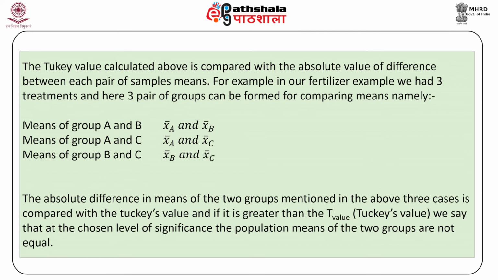The absolute difference in means of the two groups mentioned in the above 3 cases is compared with the Tukey's value, and if it is greater than the T value, which is the Tukey value, we say that at the chosen level of significance, the population means of the two groups are not equal.